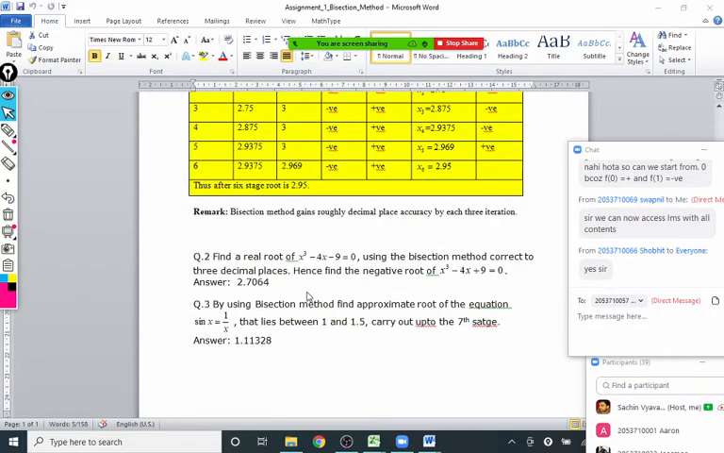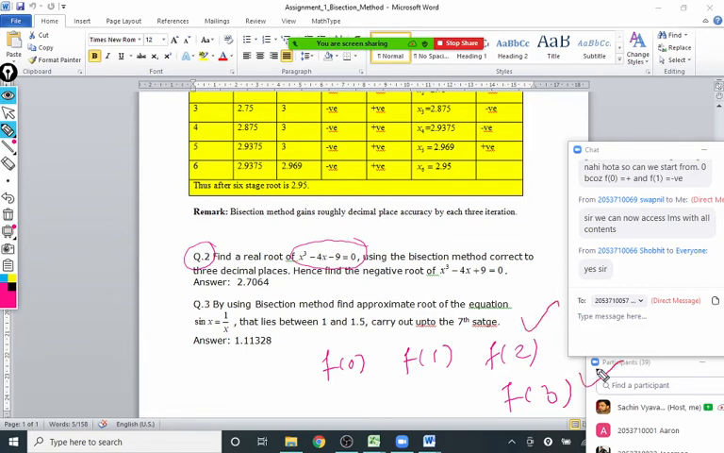Now come to question number 2 and 3 that you have to finish tomorrow. Question number 2 is a cubic equation, and we have to find the root by the bisection method, correct to 3 decimal places. In this case, you should calculate f of 0, f of 1, f of 2, and f of 3, and you will observe f of 2 and f of 3 have the opposite sign. So you will tell that the root exists in the interval 2, 3.